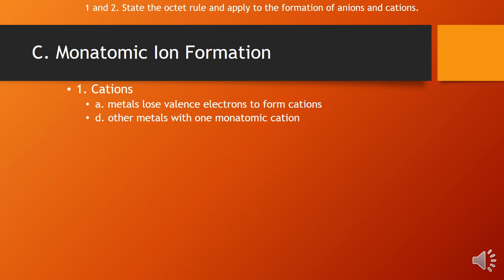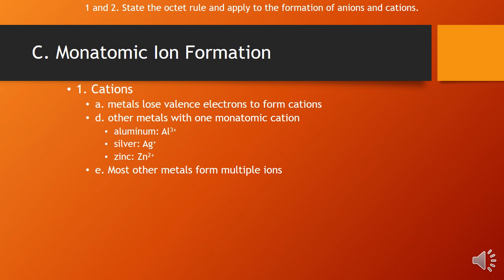There are a few other metals that always form 1 monatomic cation. Aluminum is always 3 plus. Silver is always 1 plus. Zinc is always 2 plus. There are a few others actually, but these are the most common. That's why I mentioned them here. So somewhere on your periodic table, maybe directly in the box for each of those elements, you might want to mark this, that the aluminum ion is always 3 plus, silver is always 1 plus, zinc is always 2 plus.